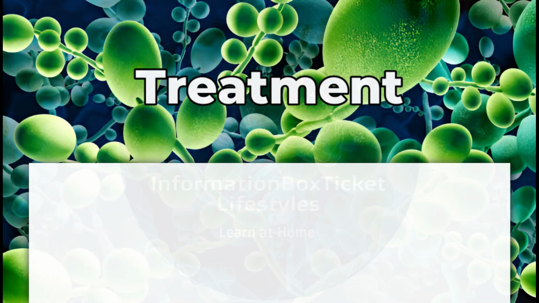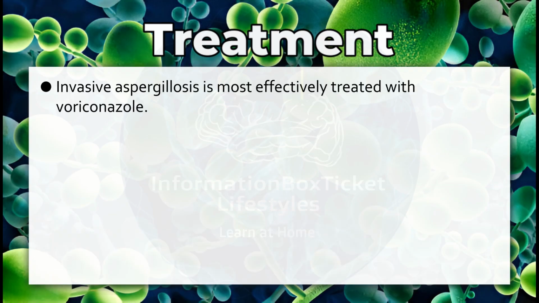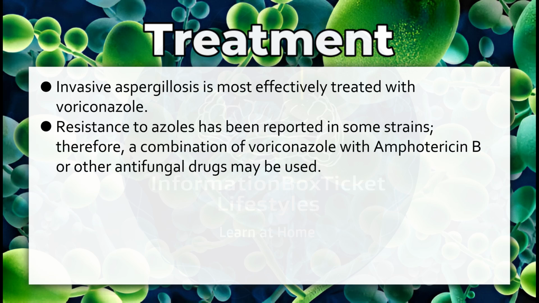Treatment. Invasive aspergillosis is most effectively treated with voriconazole. Resistance to azoles has been reported in some strains. Therefore, a combination of voriconazole with amphotericin B or other antifungal drugs may be used.